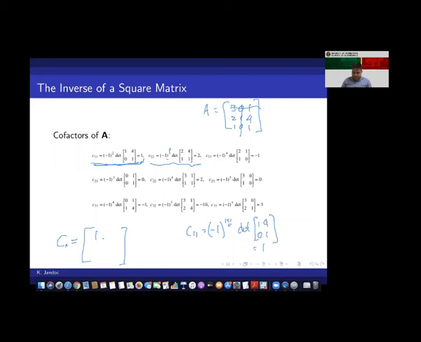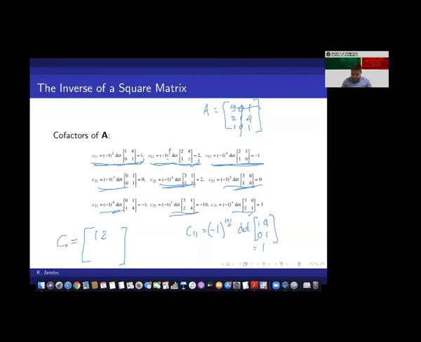If you compute that, this determinant is 2 minus 4, which is negative 2. But you have a negative 1 here, so negative 1 times negative 2 is positive 2. So this is how you compute each of the entries in the cofactor matrix. Let's just complete this.